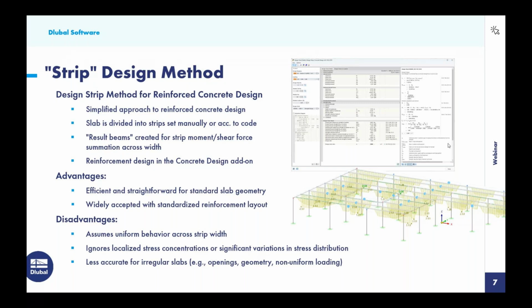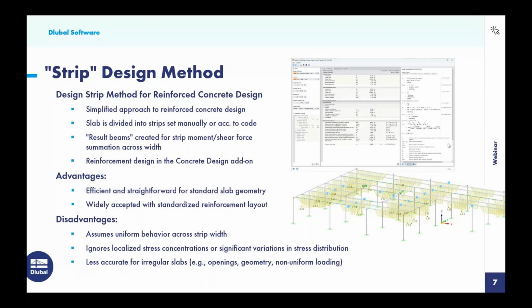Now we can further take the design strips into the concrete design add-on within RFEM to carry out the full reinforcement design. Again, a little bit more simplified like a member as opposed to this FEA approach. So the advantages here is that it can be very efficient and straightforward for standard slab geometry. When we have very rectangular type surfaces, this could certainly be a very easy way to carry out the design. It's also widely accepted, and it will produce standardized reinforcement layouts.